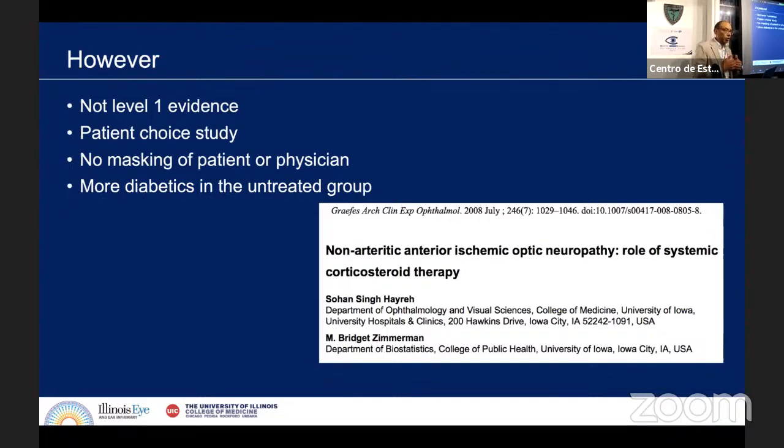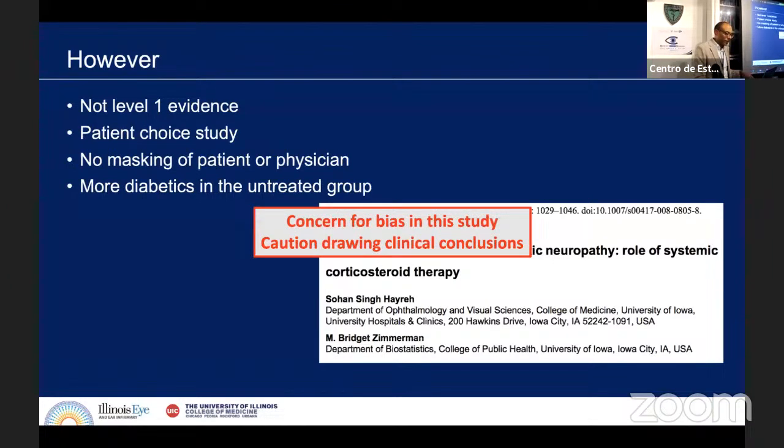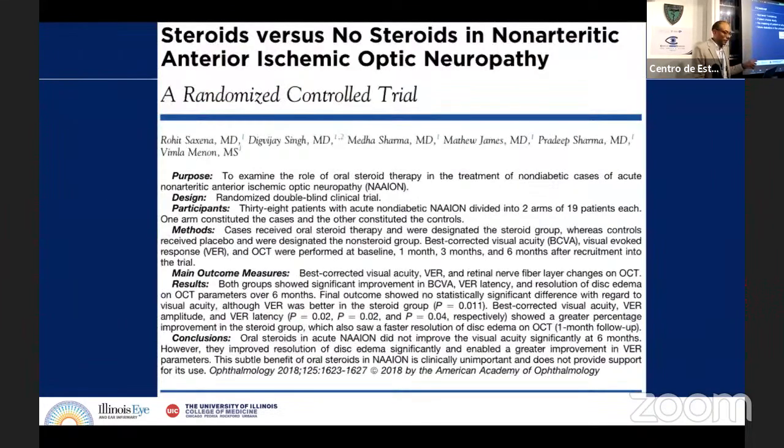And because it was a patient choice study, I think more of the diabetics decided, you know what, I don't want the steroid, that could make my diabetes worse. So there's a lot of problems with this study. I would be careful drawing conclusions based on this study. Even though Hayreh is a prominent researcher, there's some problems with these data.